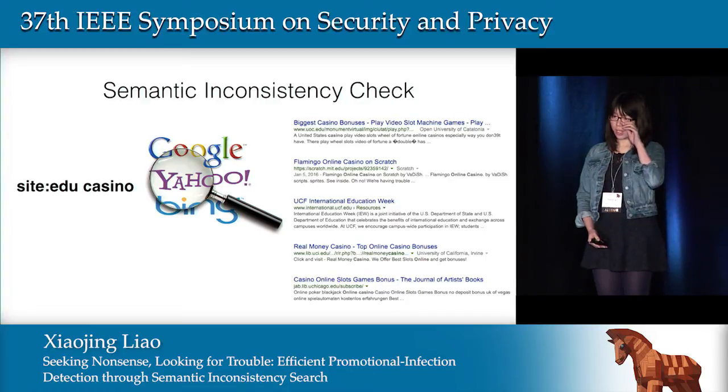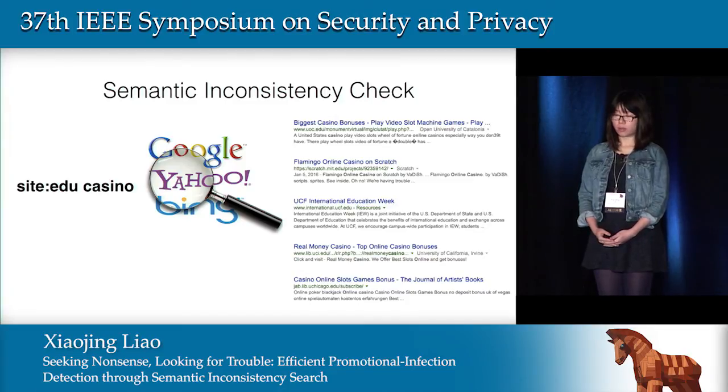Altogether, for semantic inconsistency check, we come up with the idea to use the most irrelevant terms to generate a search engine query. For example, to find those potentially compromised websites, we search the term casino on EDU domains. Then the search engine results pop out EDU sites with semantic inconsistency. For example, finding Viagra selling on Stanford, which we reported and they confirmed.